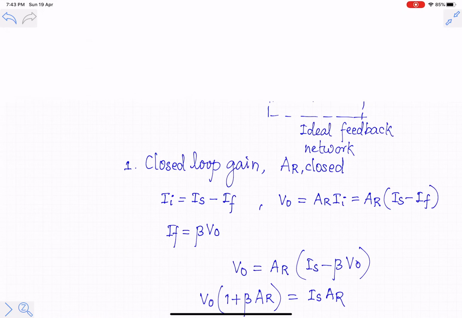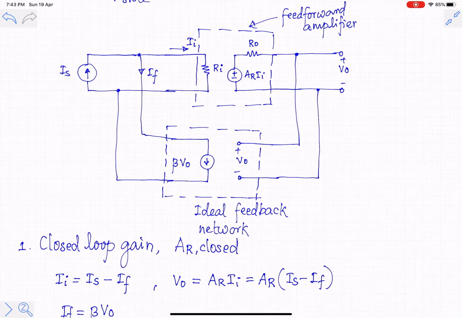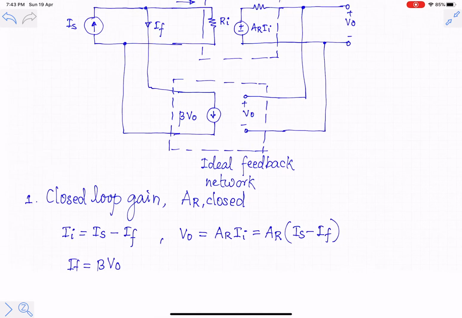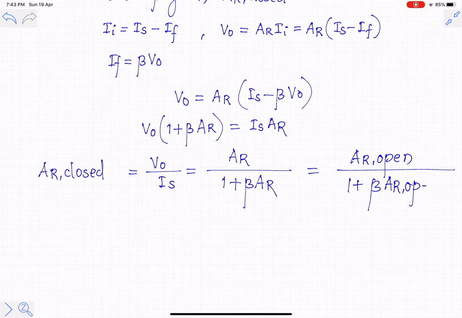So for this amplifier, the input quantity is a current IS, and the output quantity is a voltage V0. So V0 divided by IS is its overall gain, which is the closed loop gain. So it is equal to AR open divided by 1 plus beta into AR open. So again here the gain has reduced by a factor of 1 plus loop gain. It happens in all kinds of feedback amplifiers.